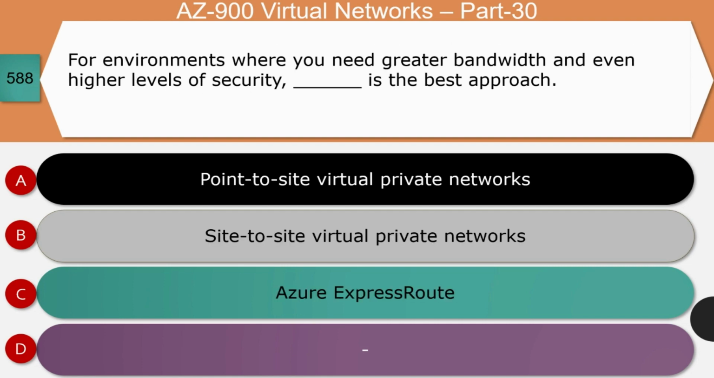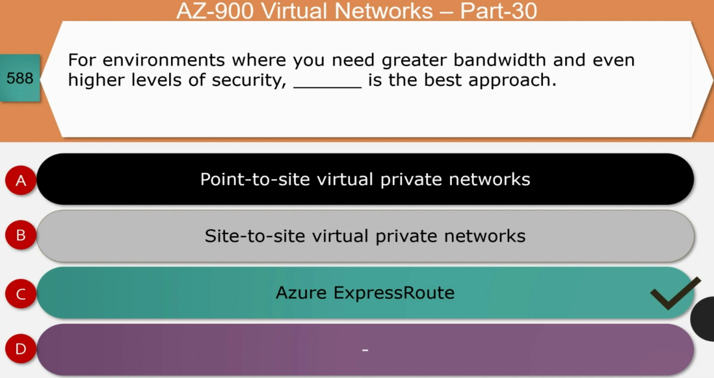For an environment where you need greater bandwidth and even higher level of security, Express Route is the best approach. Option A, point-to-site virtual private network, or site-to-site virtual private network, or Azure ExpressRoute. The right answer for this question is Azure ExpressRoute. Let's see the reason for selecting this option.